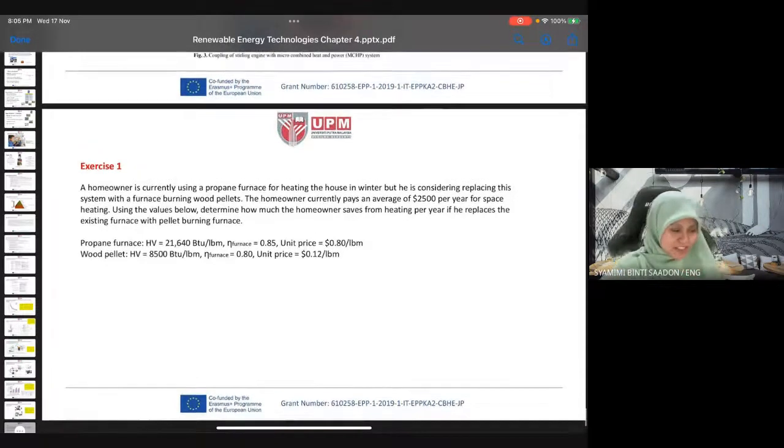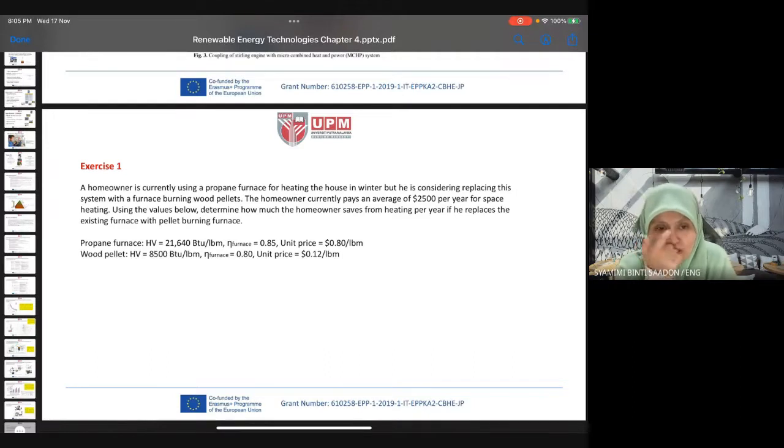So we try to look at this one. A homeowner is currently using a propane furnace for heating the house in winter, but he is considering replacing the system with a furnace burning wood pellets. The homeowner currently pays an average of $2,500 per year for space heating. So annually, he has to pay $2,500 by using the propane furnace.